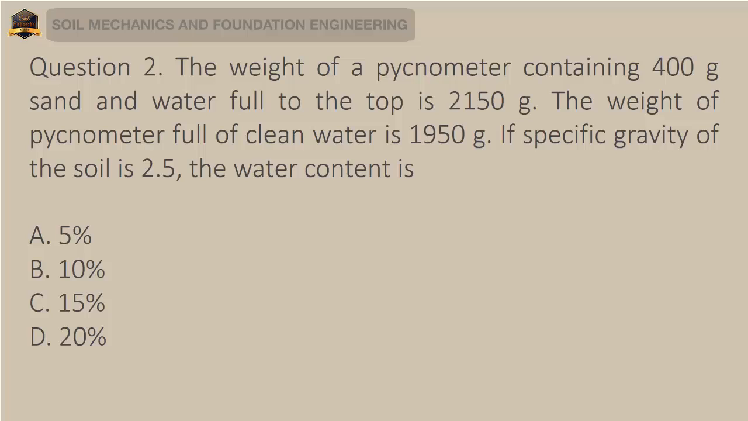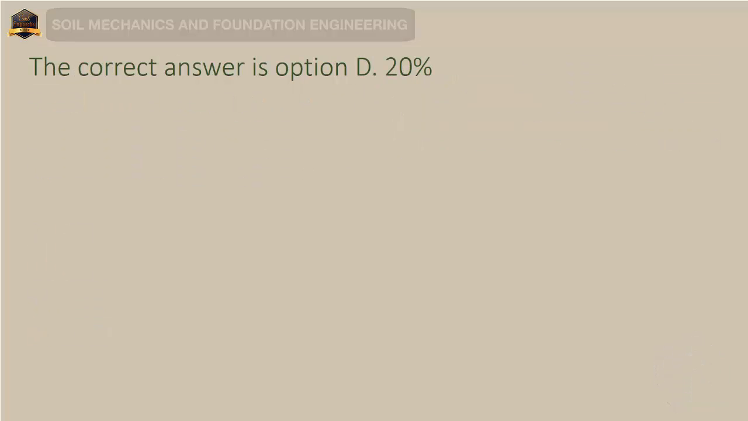Question 2. The weight of a pycnometer containing 400 grams sand and water full to the top is 2,150 grams. The weight of pycnometer full of clean water is 1,950 grams. If specific gravity of this soil is 2.5, the water content is A. 5%. B. 10%. C. 15%. D. 20%. The correct answer is option D. 20%.